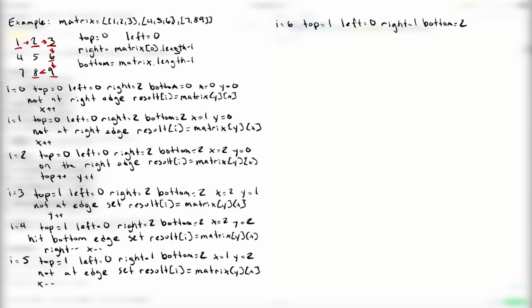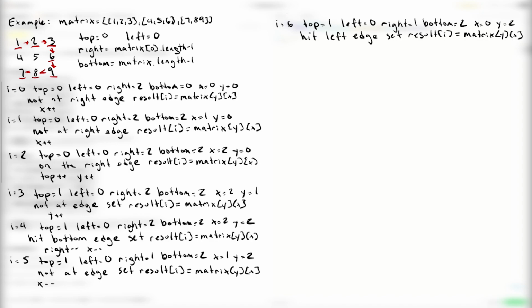And now our x is equal to 0, and our y is equal to 2. So now we've gone from 8 over to 7. Now we are at the left edge. So we hit the left edge, we will have to do something to that. But we'll go ahead and set result of I equal to matrix yx.